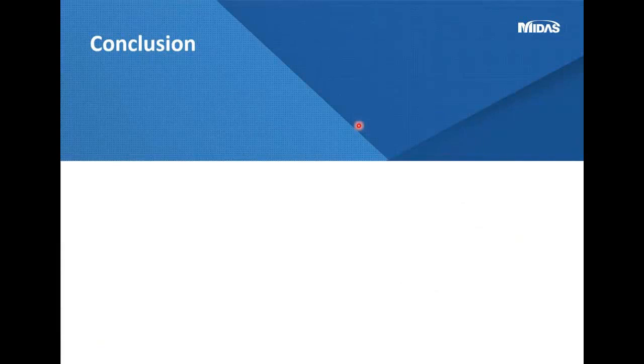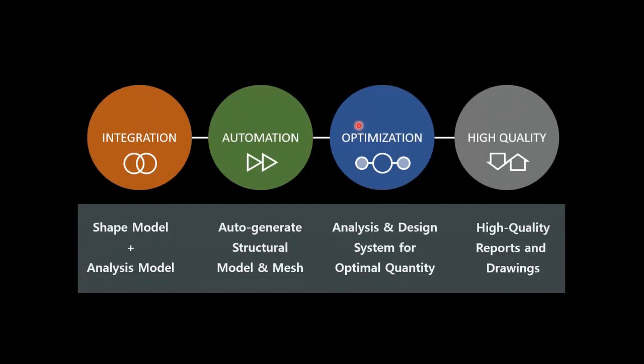All right, let's conclude our webinar session today. So we have seen how the shape model can be created along with an analysis model in MIDAS nGen. That's the integration that we have. Then using automated features, we can do the modeling in a very fast way. And further, we have analysis and design system for optimal quantity in case of RC and steel buildings. And further, there are high quality reports and drawings that can be generated. In the previous sessions, we have seen how the reports and drawings were generated by the program.